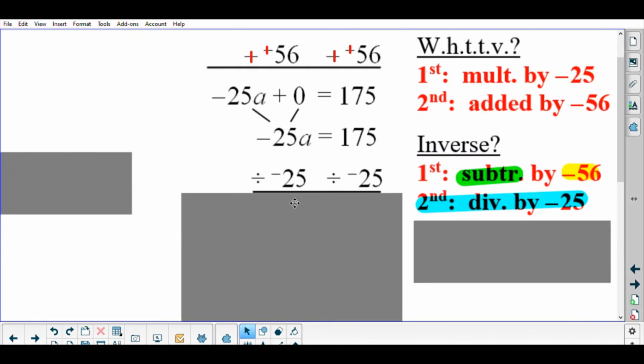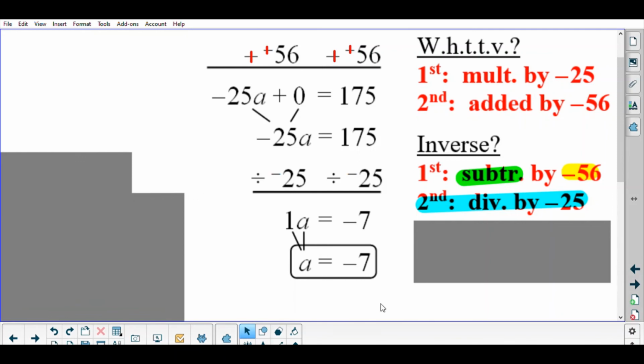Negative 25 divided by negative 25, forgive me guys, I'm struggling talking here, will give you 1a, and then the right-hand side, think of quarters. 7 quarters would make $1.75. So 175 divided by negative 25 gives you negative 7. 1a is the same as a, and there you go.